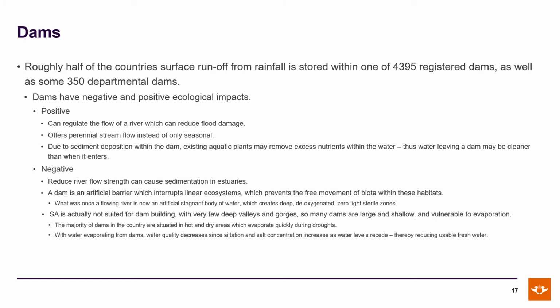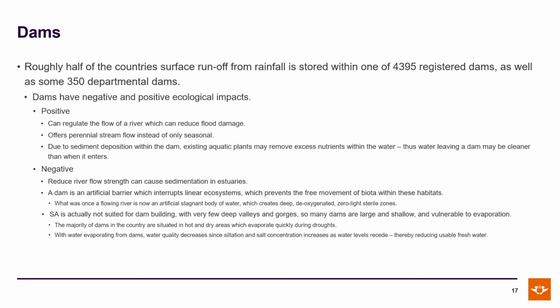South Africa is actually not suited for dam building, since most of our mountain areas are incredibly old and therefore quite low, and so there are very few deep valleys and gorges in which we can build our dams. So many of our dams are quite large and shallow, and therefore are vulnerable to evaporation, such as the Vaal Dam, for instance, even the Gariep. The majority of our dams in the country are situated in hot and dry areas, which we'll see in a little bit just now, and so they evaporate quite quickly.